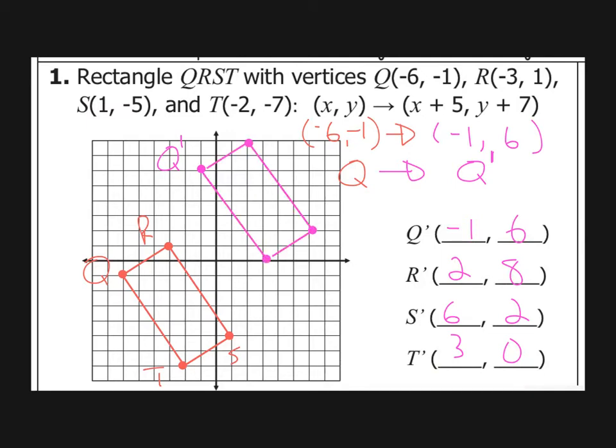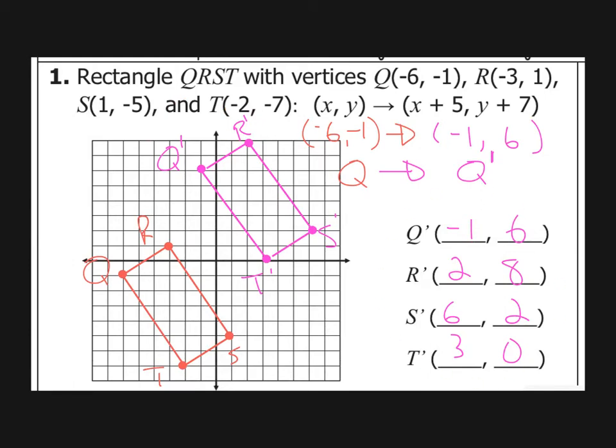After I plotted my points and connected everything, it looks like I have a rectangle. Now I just want to go ahead and label all of my points with the proper notation. So what was once Q is now Q prime, which was once R is now R prime, S prime, and T prime. So don't forget, your final drawing should have labeled points with prime notation and the coordinates filled in.